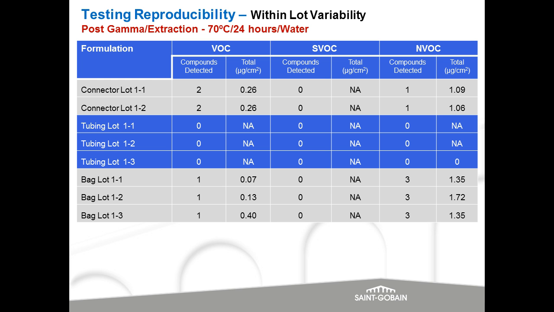In summary on that, for the connectors, 2 compounds identified, overall very similar VOC numbers. 1 compound for the NVOCs, very consistent. So very consistent results across the board from within lot variability, which is really assessing our ability to do an extraction reproducibly over time.